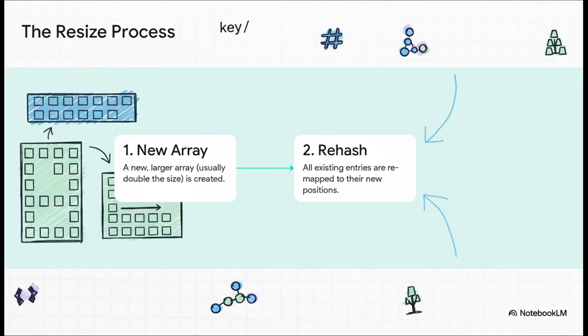Now, the resize process itself is, well, a bit of work. First, the hash map creates a brand new, bigger array, usually double the size of the old one. Then, and this is the really intensive part, it has to go through every single entry that's already in the map and recalculate its new home in that bigger array. This whole rehash operation is absolutely vital for keeping performance great as the map grows.